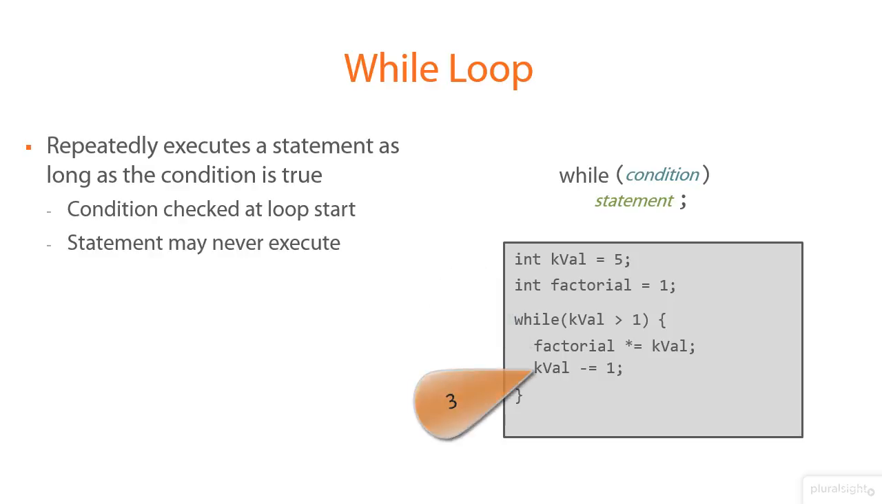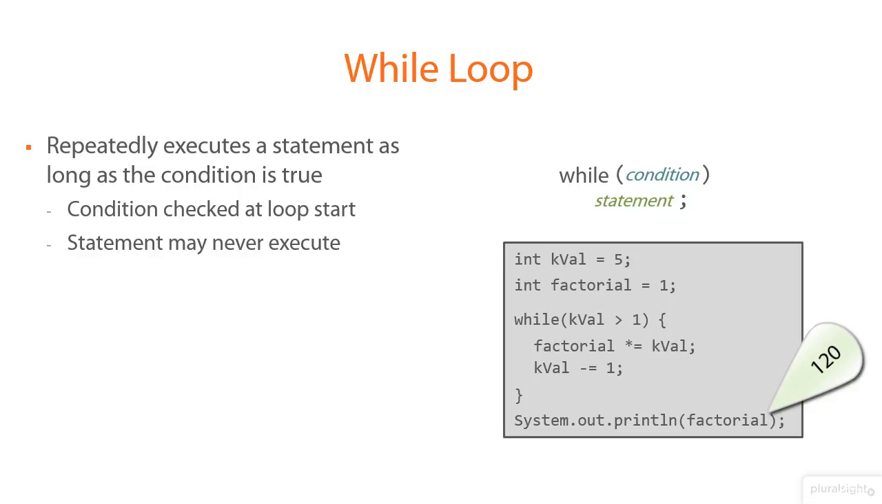3 is still greater than 1. Factorial is 20 times 3, which is 60. Kval becomes 2. 2 is still greater than 1. Factorial then is 60 times 2, 120. Kval now decrements down to 1. And we check our while loop. 1 is not greater than 1, so it falls through. And then it would print out the value 120.